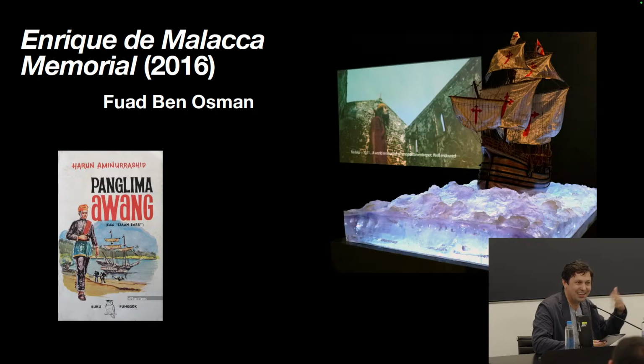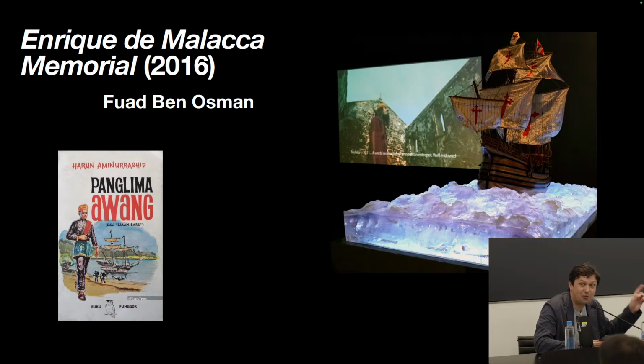It's not a new point, but what is emphasized in Fuad's installation is that if Enrique de Malacca, this is his legendary name, was taken in Malacca and then went back to the Philippines, perhaps from there he made it back to Nusantara, where he came from. In that case, the first circumnavigator is of course not Magellan, who unfortunately for him died in a skirmish, but is probably this very Malay navigator.